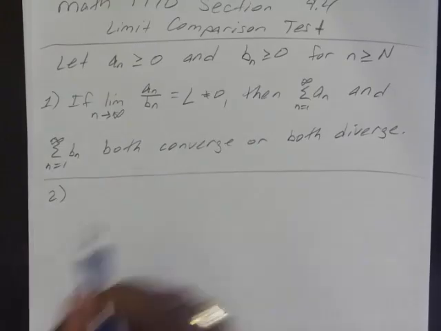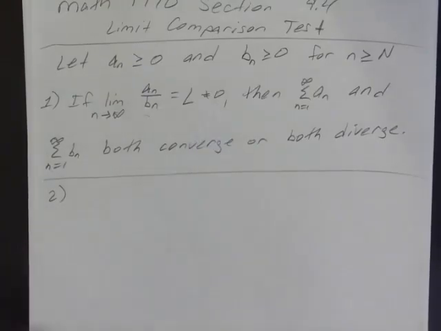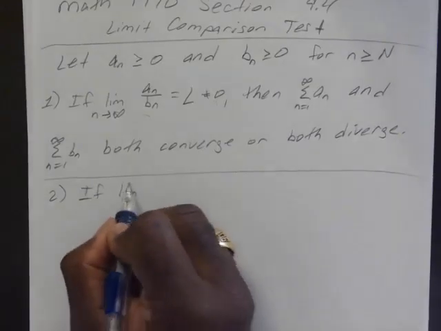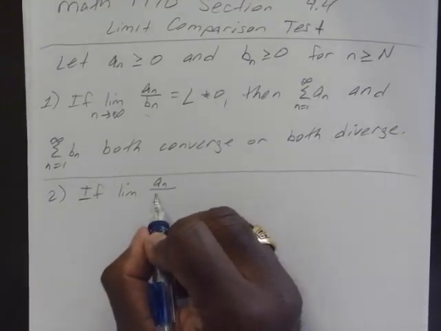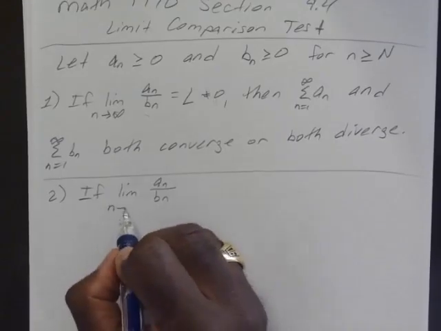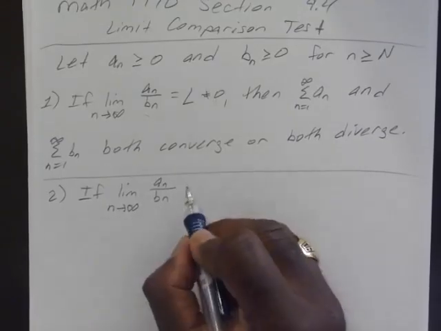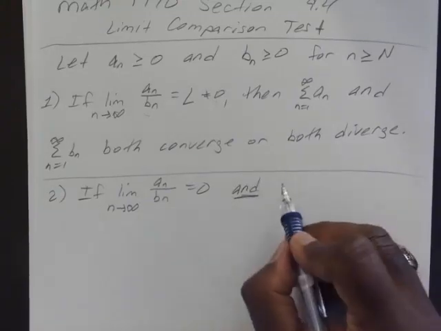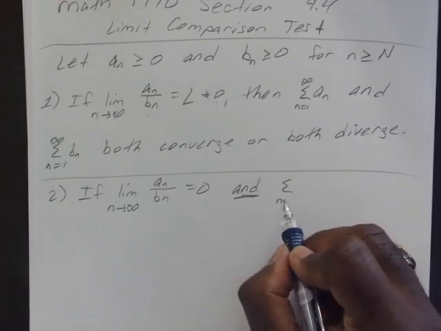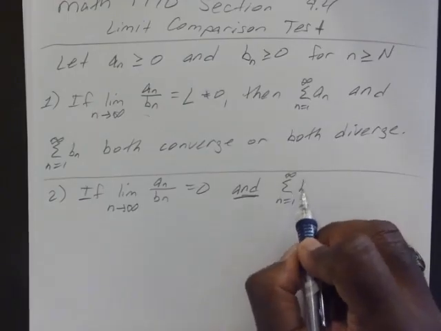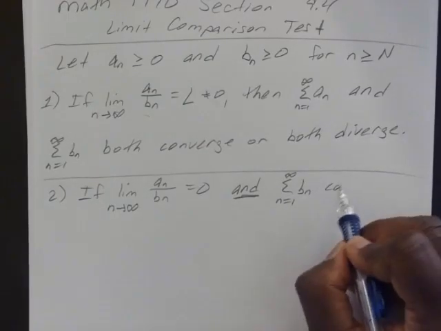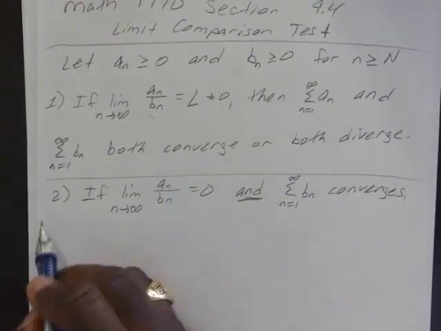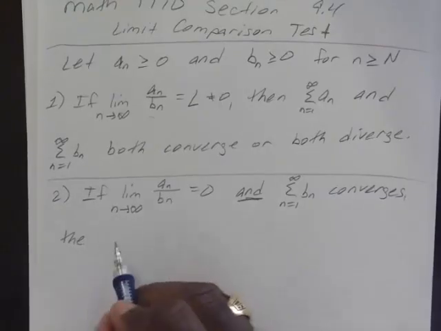The next is, what if it does happen to equal 0? So if the limit of a sub n divided by b sub n as n approaches infinity equals 0, and we know that the sum from n equals 1 to infinity of b sub n converges, then a sub n also converges.